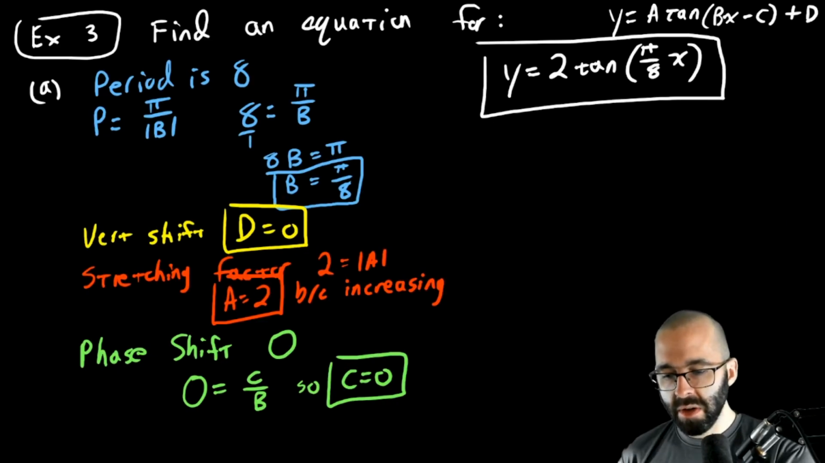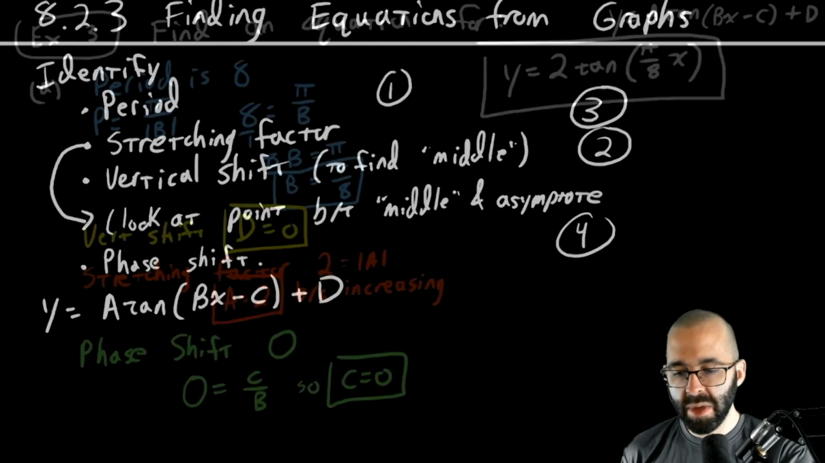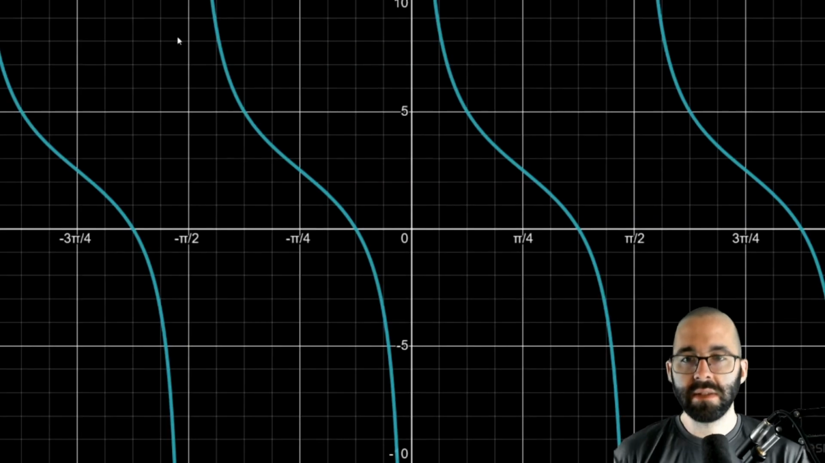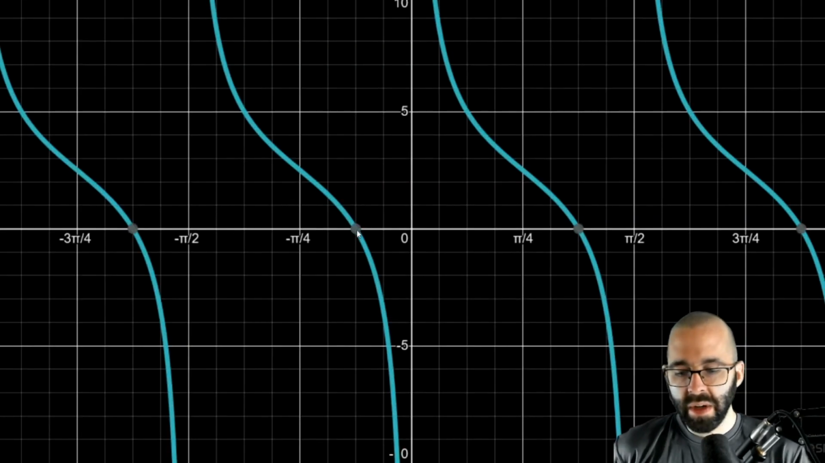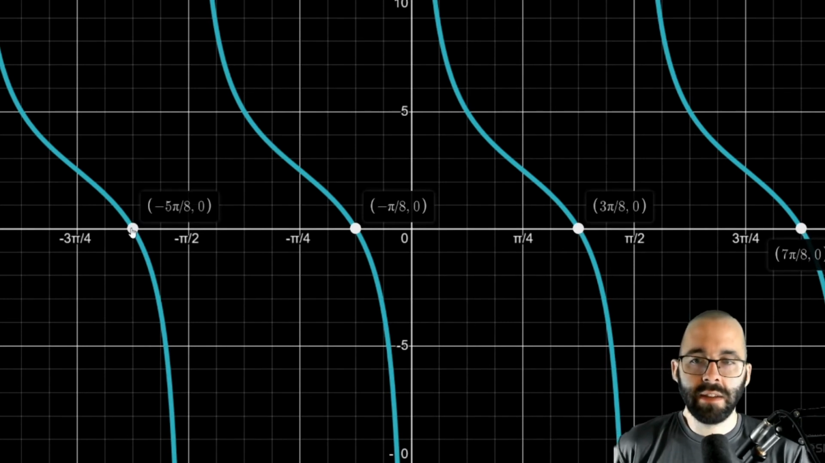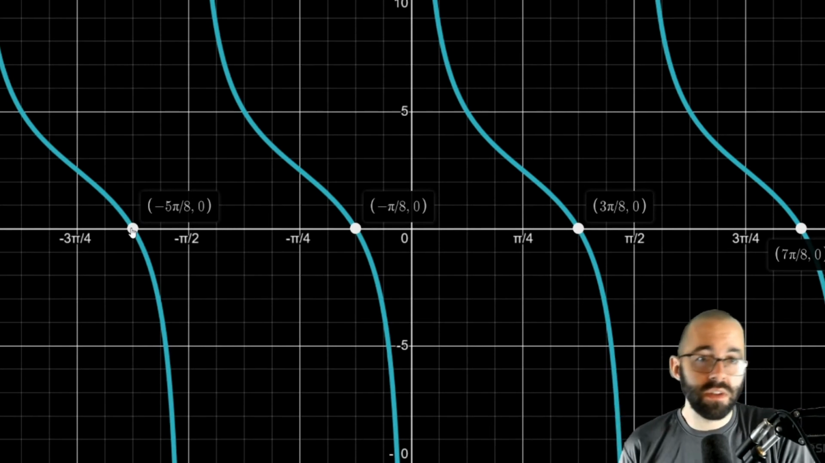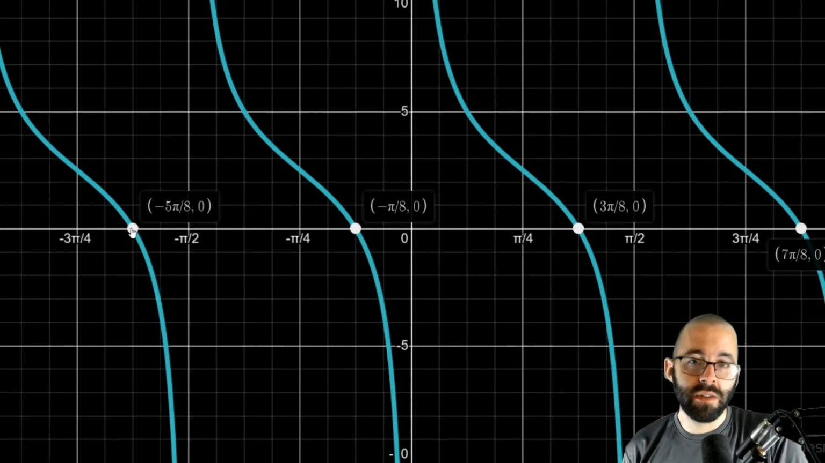Let's follow the same order as was recommended over here. Step 1, let's look at the period. Okay, so the period is how long does this take until it repeats? And you can pick any point. So on Desmos, the x-intercept is useful. If you're looking at a graph from the book, the middle is useful. The asymptotes are also useful. There's a lot of ways that you can find the period.